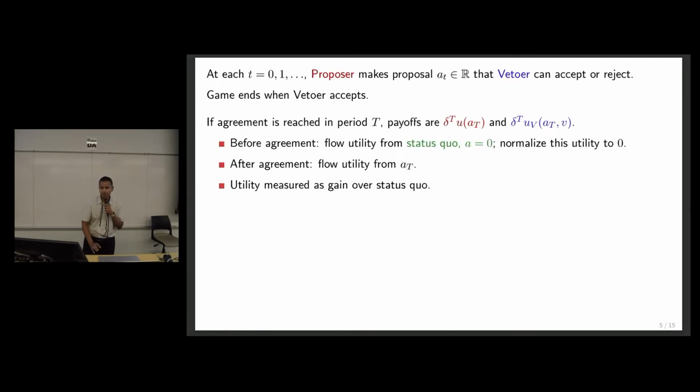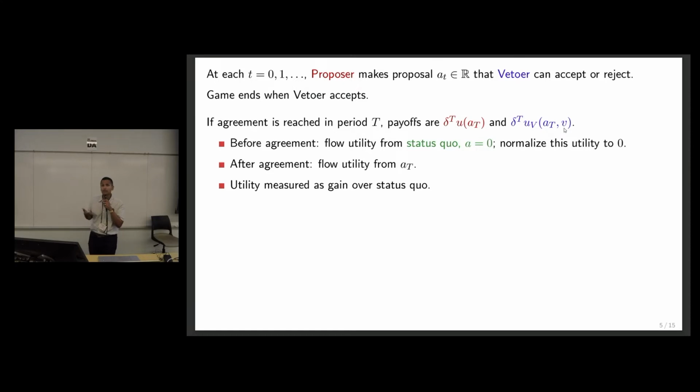So here's the model. At each of discretely many times, the proposer can make a proposal that's somewhere on the real line that the vetoer can accept or reject. The game is going to end when the vetoer accepts a proposal. If they reach agreement in period t, then the proposer is just going to get his discounted expected utility from the proposal passing. Ditto for the vetoer, where the vetoer's utility depends upon the vetoer's private type.